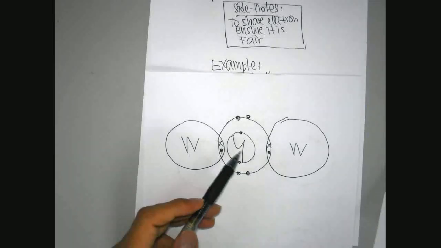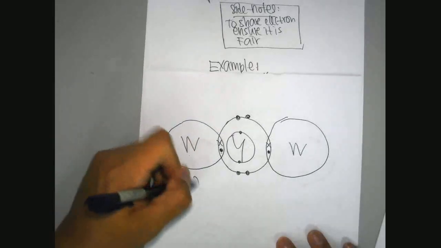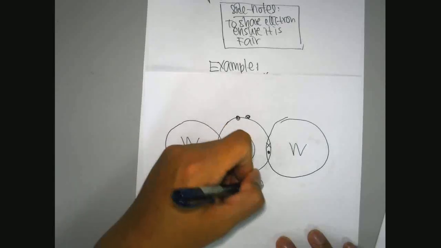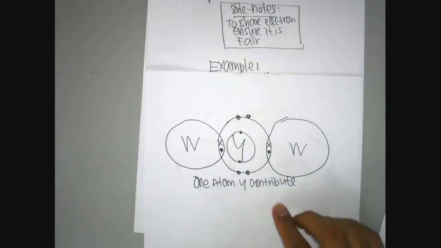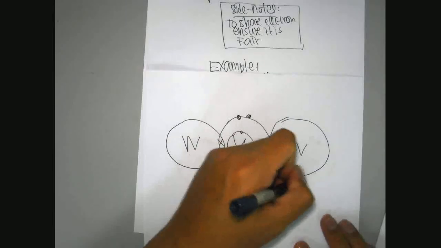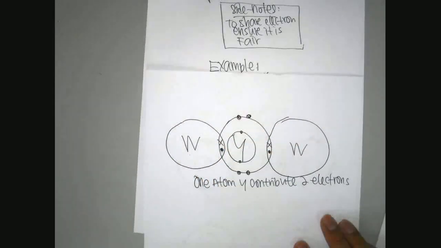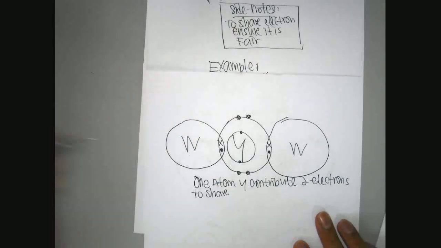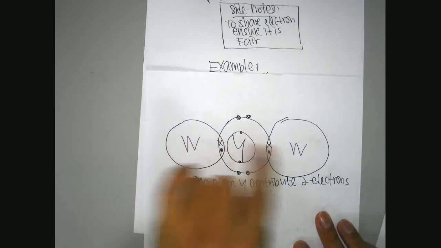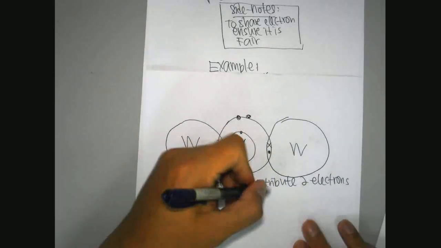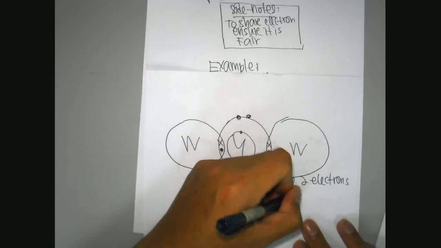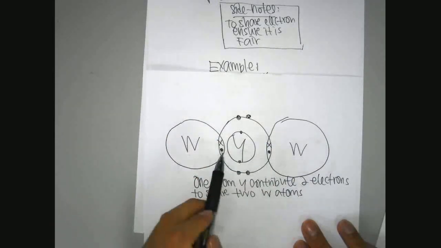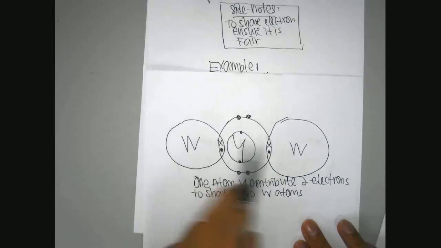So you have Y, so you can write this. One atom Y contributes 2 electrons. You contribute the 2 electrons to share. You share these 2 electrons with what? With 2 W atoms. So one atom Y contributes 2 electrons, and these 2 electrons are shared with 2 W atoms.